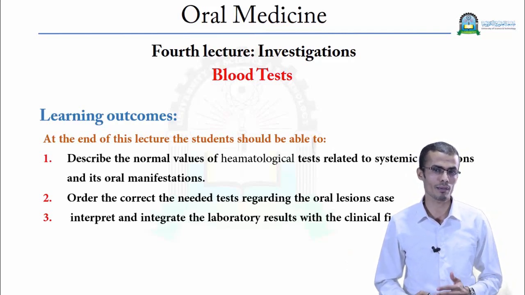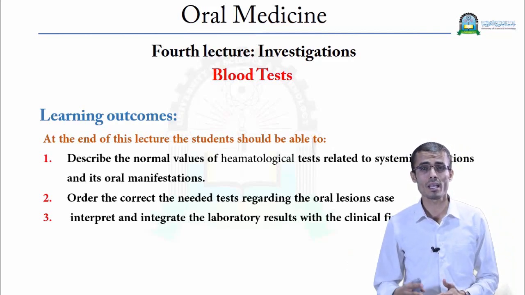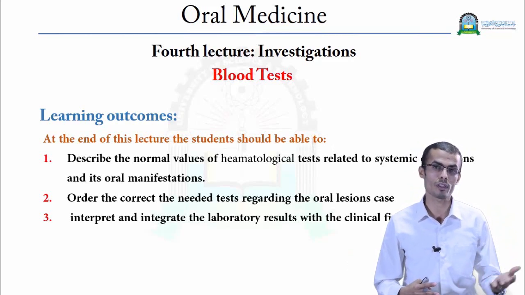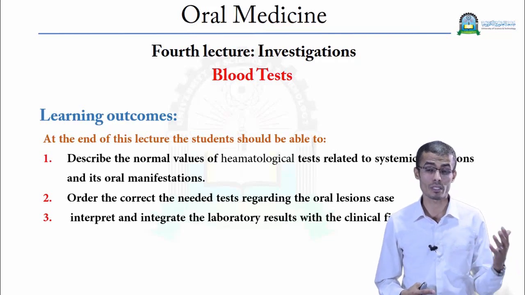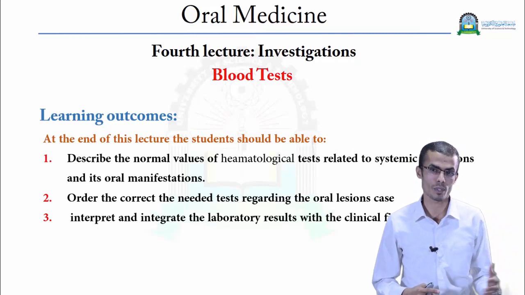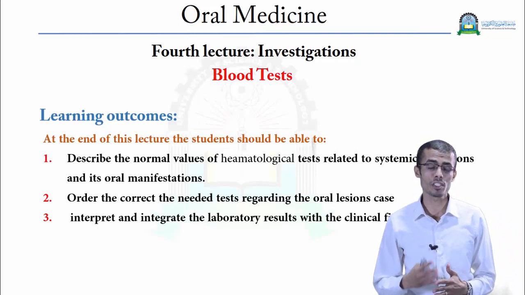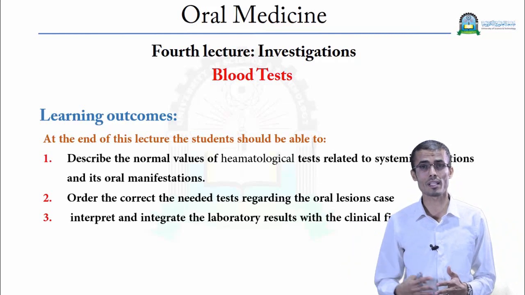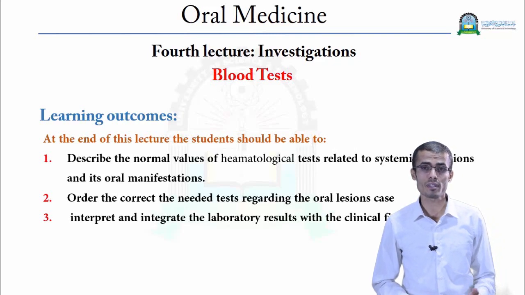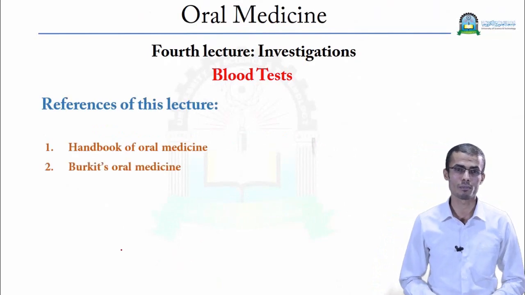The students also should be able to order the correct needed tests regarding the blood test according to the presence of the lesions, correlating this presence with the needed blood tests. The students also should be able to interpret the findings of the laboratory results of blood tests and, after interpretation, correlate these findings with the systemic conditions and their oral manifestations. The references of the fourth lecture will be the Handbook of Oral Medicine as well as Burket's Oral Medicine.